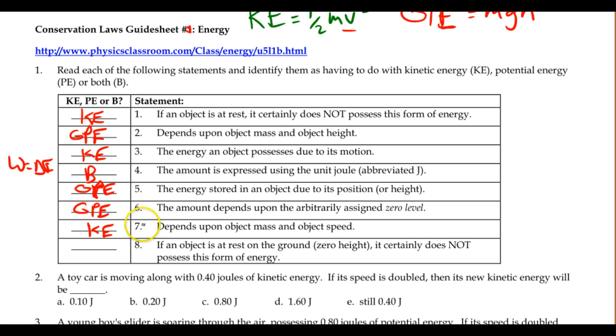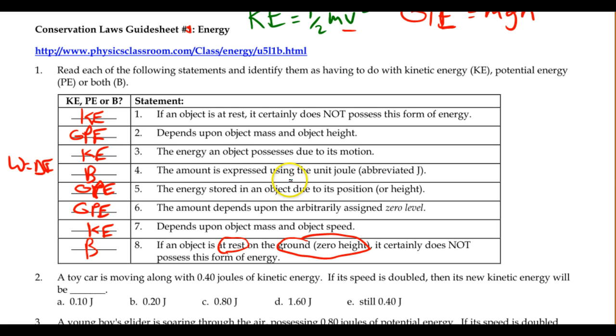8, if an object is at rest on the ground, it certainly does not possess this form of energy. So in this case, again, that's both. If it's at rest, it can't have the energy of motion, and if it's on the ground, which we're calling zero height, h is 0, so it also could not have gravitational potential energy.